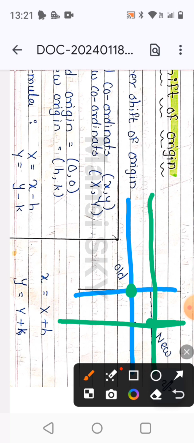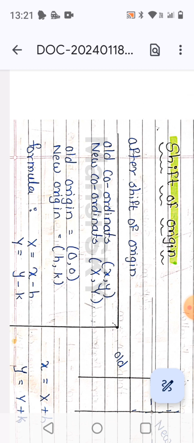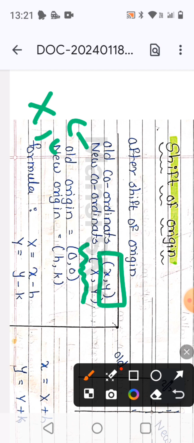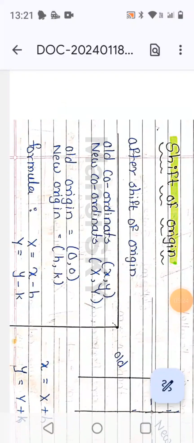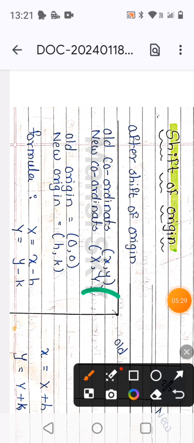This is a very easier and very simple concept. So after shift of origin, old coordinates, what do we write for coordinates? We assume coordinates as x comma y. But after shift of origin, the new coordinates will become capital X comma capital Y. Then old origin. What is origin? We assume origin as 0 comma 0, but after the shift of origin, the coordinates of origin will become what?